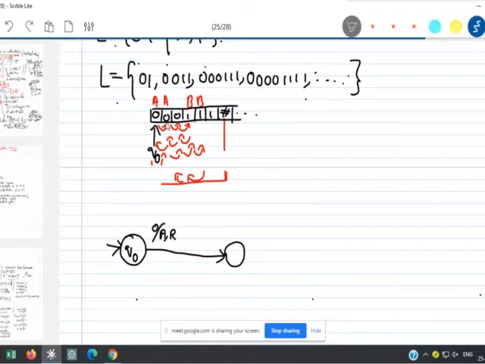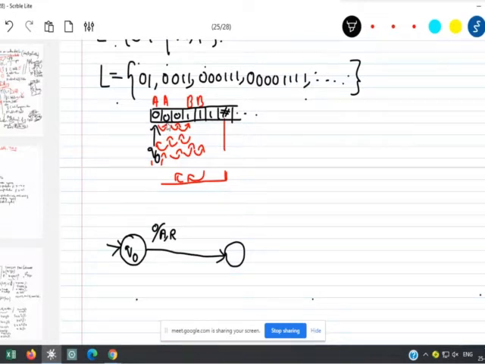While moving towards the right side, if you're finding 0, don't do anything. The first 0, you have replaced by the symbol capital A. After that, the second and third, you're not disturbing, you're not doing anything. So I'm going to keep a self loop here. I'm just leaving these as they are, and I keep on moving towards the right side.